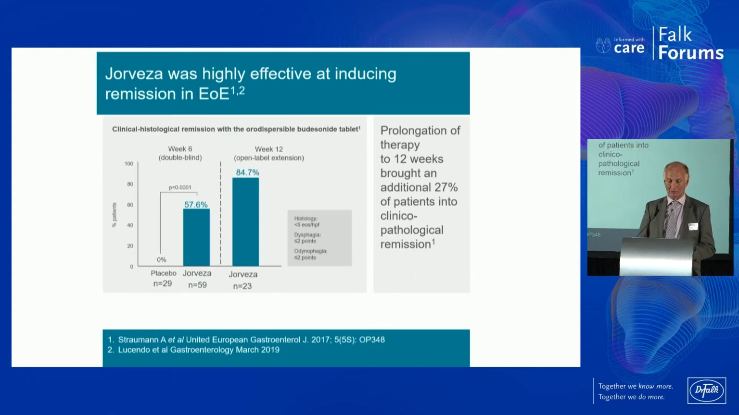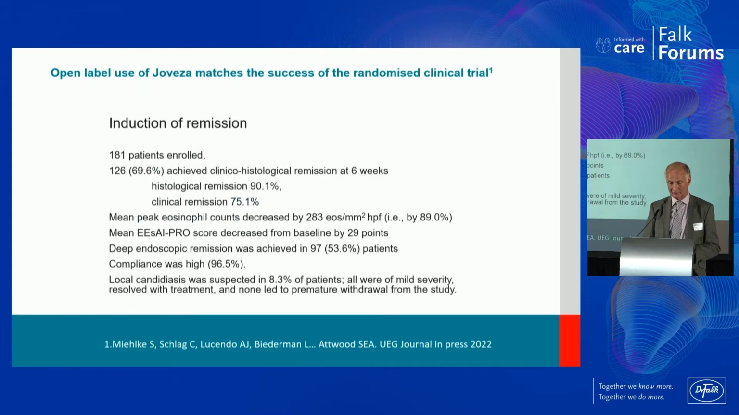And although only 57% of the Jorveza patients had no symptoms at 6 weeks, by the time we got to 12 weeks, it was almost 85% of the patients. And there's rarely a drug that resolves a chronic problem in such a high percentage of patients in inducing remission. So this is a remarkable slide in that context.